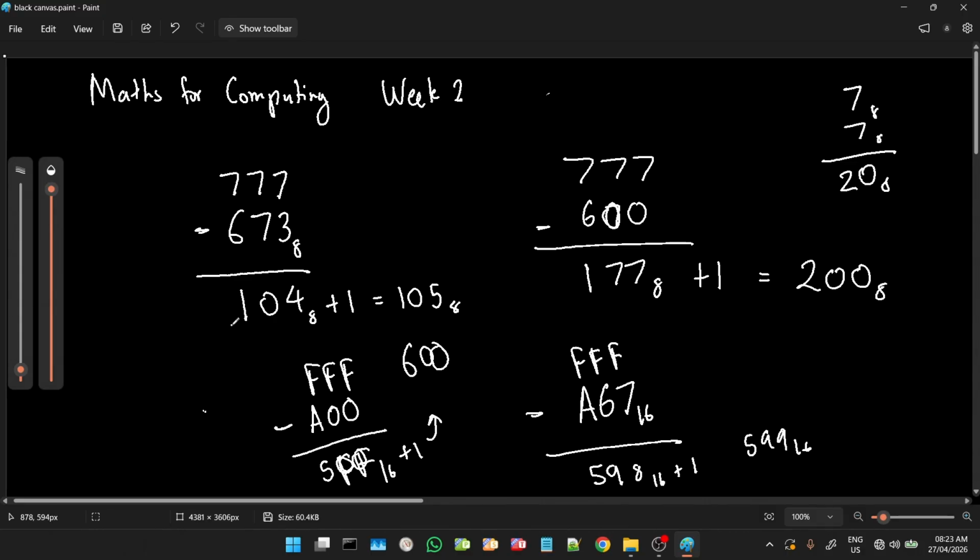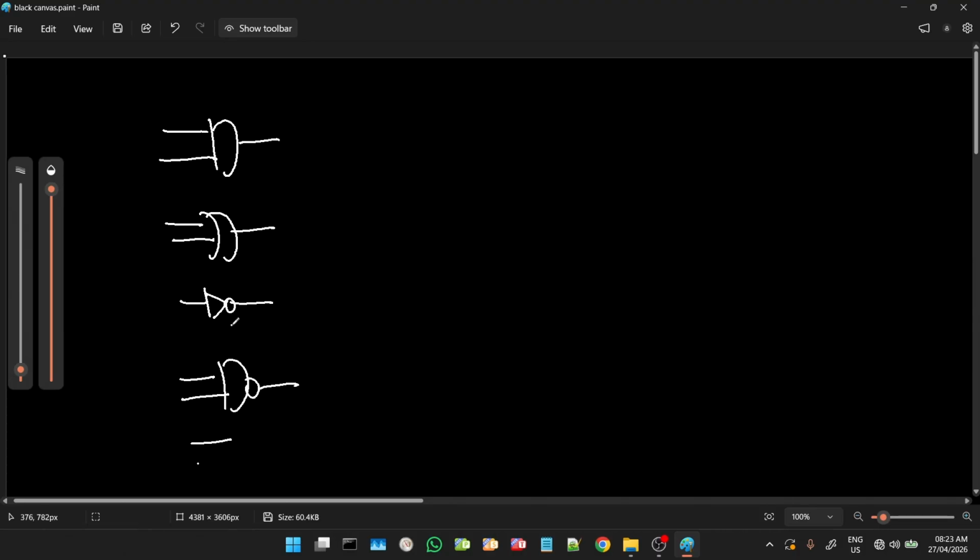Do you understand? So this is the basic idea behind complementary numbers, right? And finally, what we learned was something which we all know and are very familiar with: logic gates. So this is an AND gate, this is an OR gate, this is a NOT gate, then there is a NAND gate, a NOR gate, and a very unique one, an XAND gate.